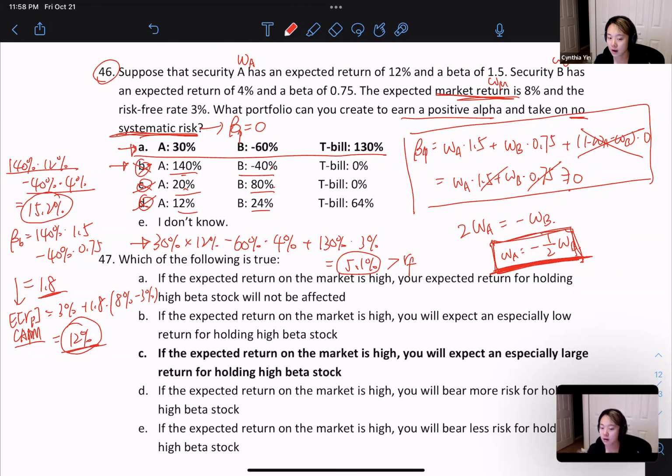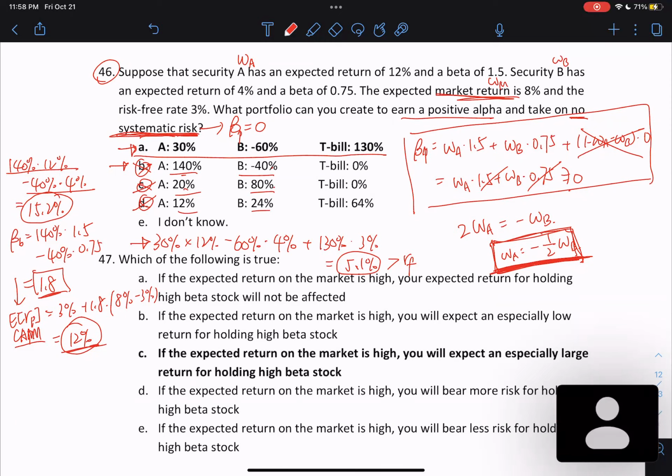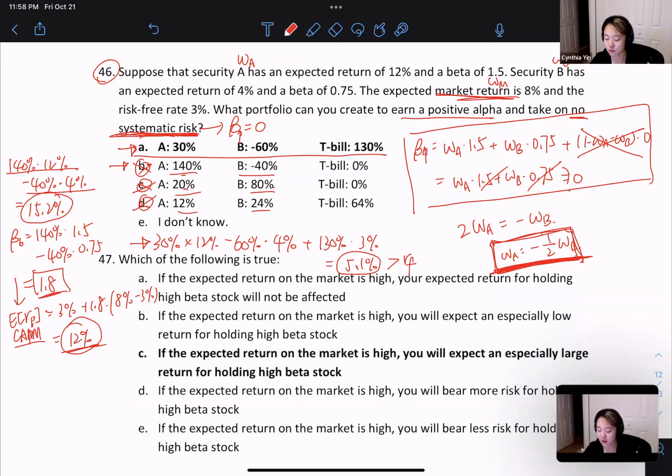So you are actually earning a positive alpha. It is right, you are earning positive alpha, but it's not systematic risk free because your beta is 1.8, it's not 0. And you can do the CD as well, and you're going to find maybe positive or negative alpha, but it cannot have a beta P equal to 0.